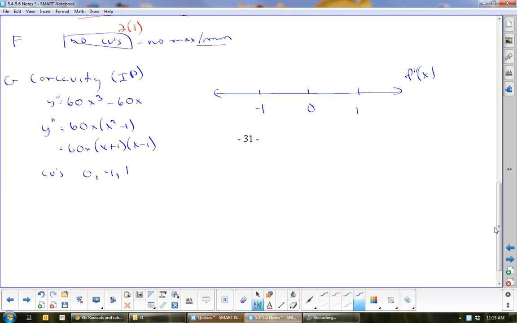Okay, so test values. If I put a -2 into this, I would get a negative, and a negative, so that would be a negative. If I put in -0.5, I would get a negative, a positive, and then a negative, which is a positive. If I put in 0.5, I would get positive, positive, negative, so I get a negative. If I were to put in 2, I'd get positive, positive, positive.